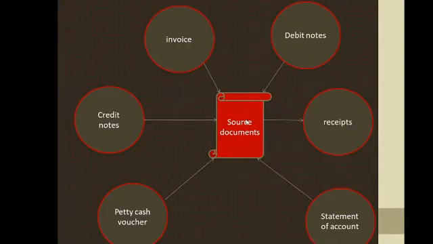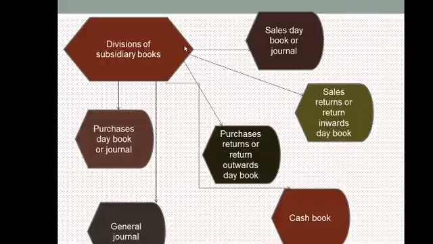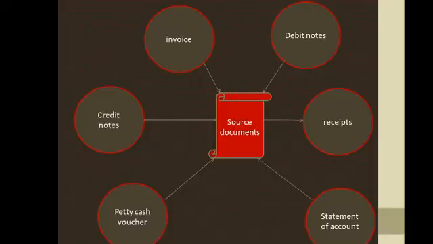And over here we have the source documents listed. Number one, we have the invoice. The invoice sets out the full details of goods sent by the supplier to the buyer, stating the quantity, the price, the discount given, and the terms of payment. If there is any discount given, it will be recorded there. The terms of payment show if the payment will be made in installments or paid once.